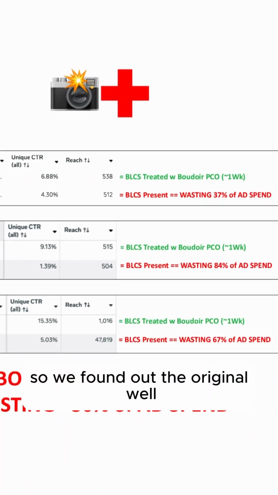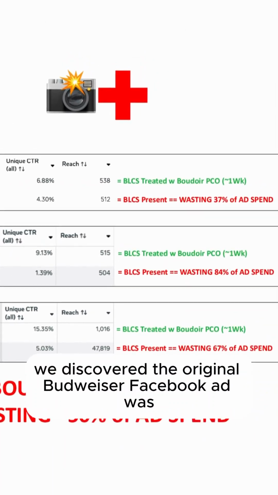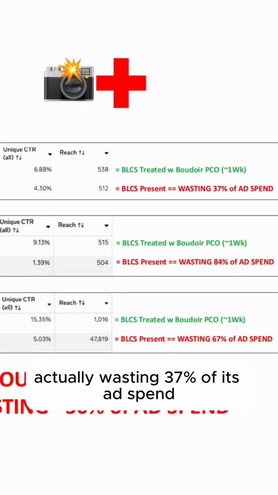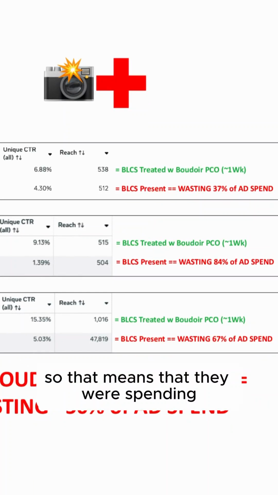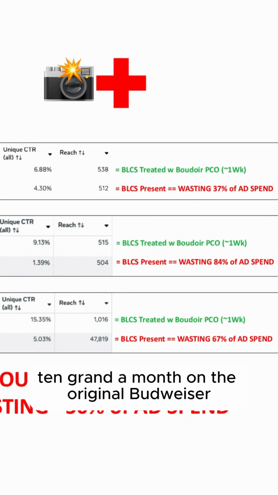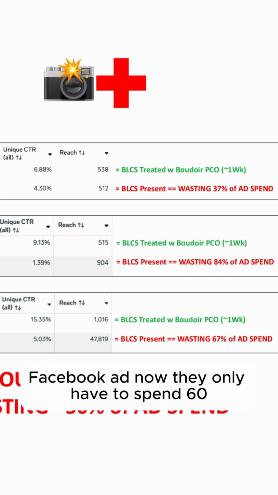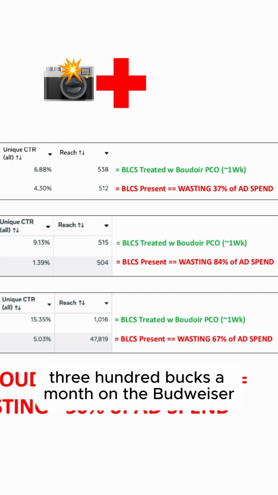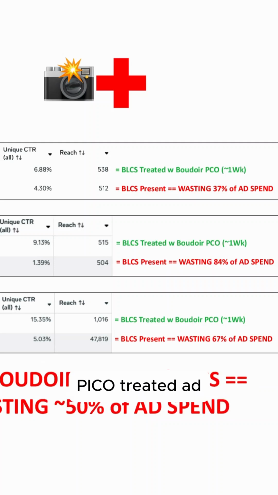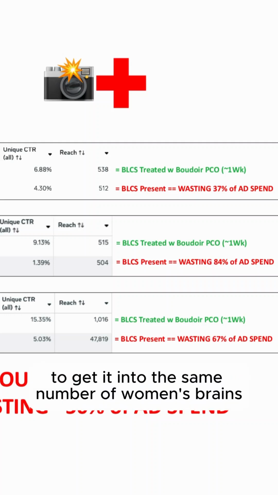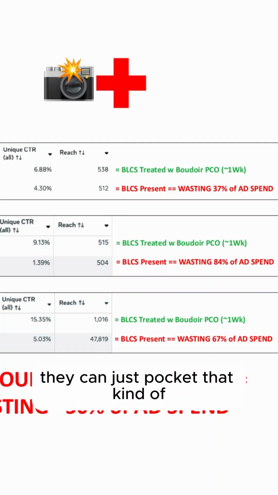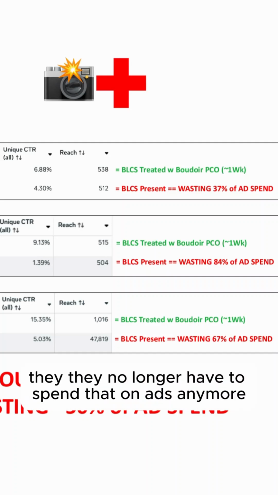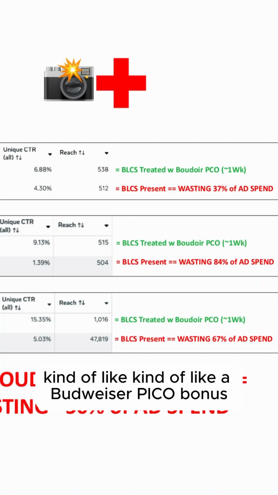So we discovered the original Boudoir Facebook ad was actually wasting 37% of its ad spend of what it could have been achieving. That means if they were to spend 10 grand a month on the original Boudoir Facebook ad, now they only have to spend 6,300 bucks a month on the Boudoir Pico treated ad to get it into the same number of women's brains. So that delta, that difference, 3,700 bucks a month, they can just pocket as a phantom bonus. They no longer have to spend that on ads anymore.